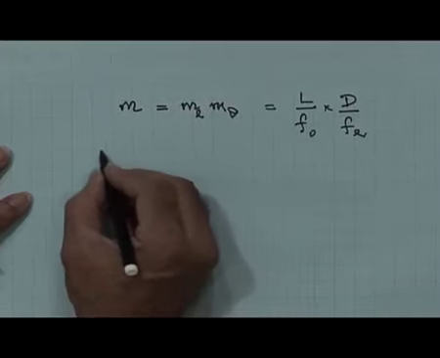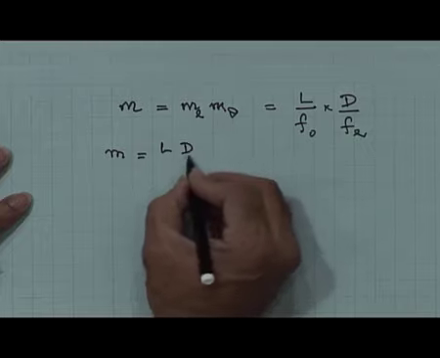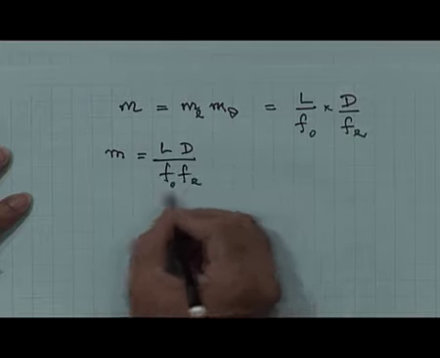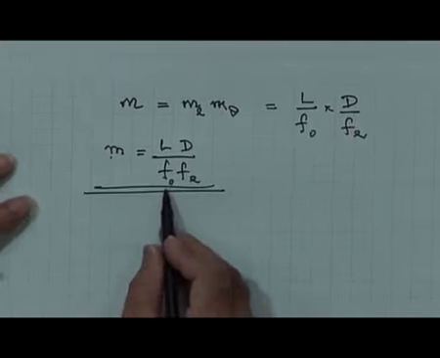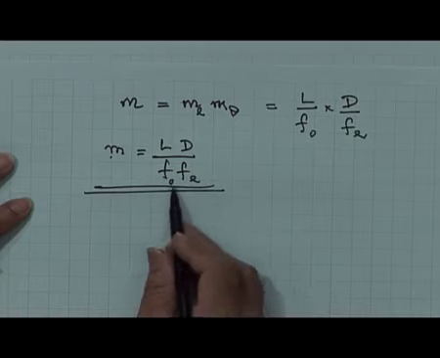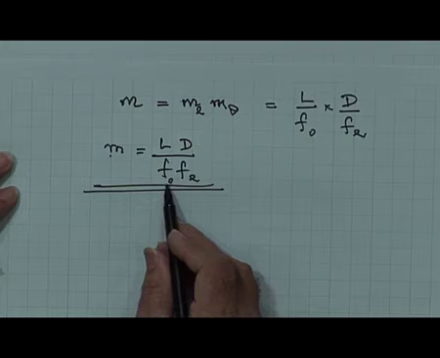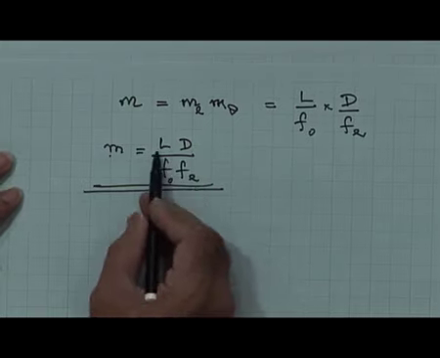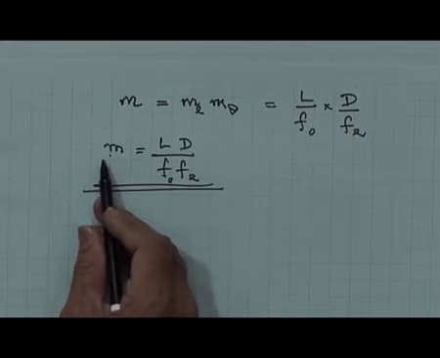So, the total magnification m is equal to L into d divided by f o into f e. We can see that the magnification will be larger if f o and f e are smaller. That is why one chooses the objective of a small focal length and eyepiece also of a small focal length. Similarly, if the tube length L is large, then the magnification can be large.